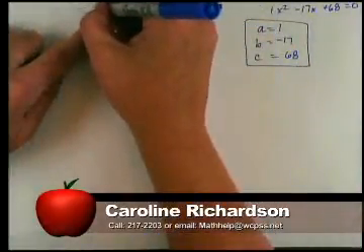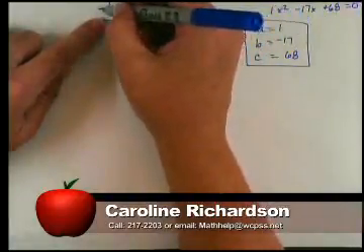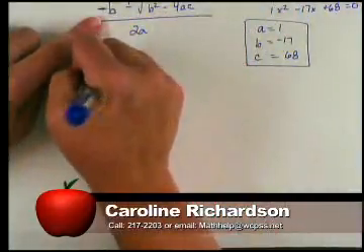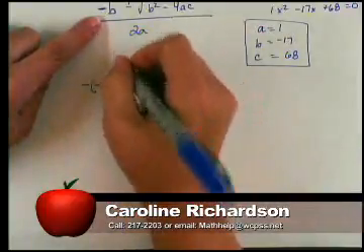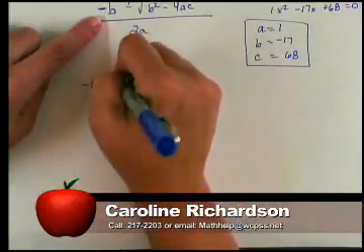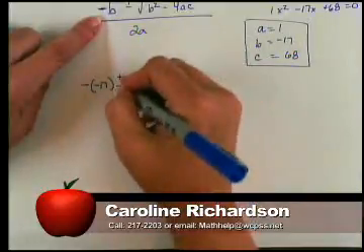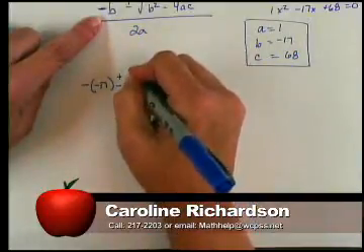Now, I said negative b, but sometimes you really need to think of this as the opposite of whatever b is. So the opposite of negative 17. Don't do the math, just substitute in the values. Plus or minus, where's that coming from? Because you need to have two solutions.